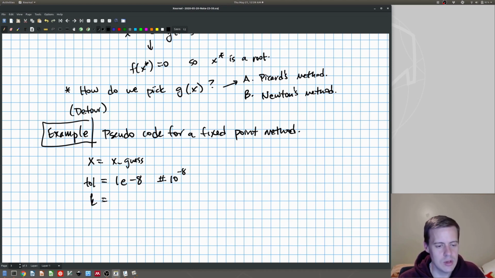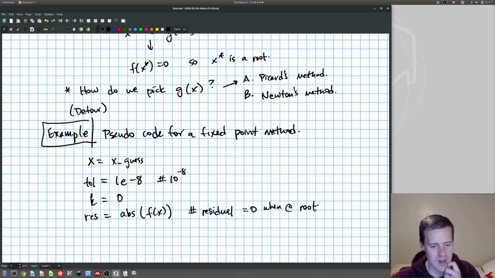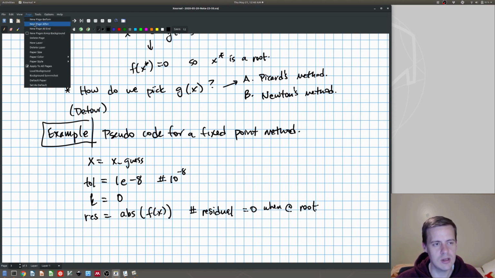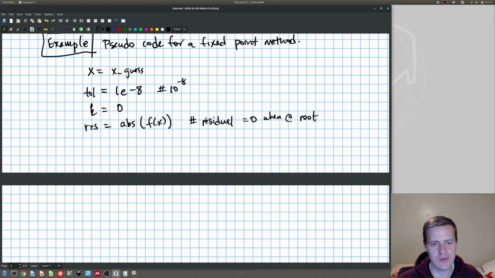We're going to have a counter k, which we're going to start at 0, and we're going to calculate a residual, which is going to be the absolute value of f of x. Okay, so remember this is the residual. It equals 0 when at the root, right? So here I can evaluate my function. So assume that f of x is defined somewhere else already, above, and g of x is also going to be defined above, right?